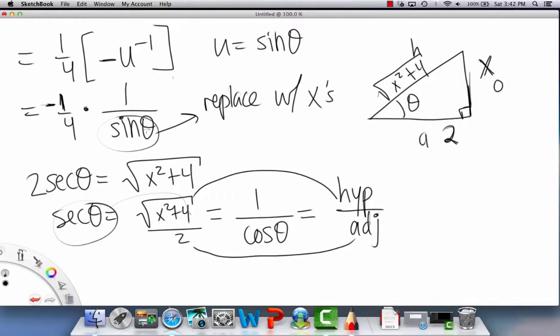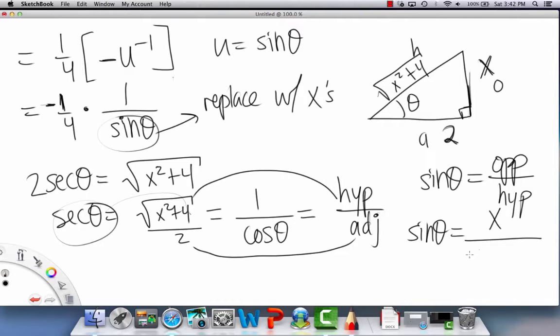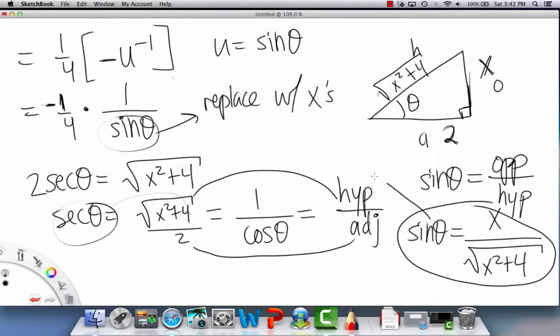And now we can solve for sine theta. Sine, as we know, sine theta equals opposite over hypotenuse. So in this case, sine theta equals opposite, so x, over the hypotenuse, which is our square root thing. Okay, so now we know this. Except when we plug it in, see how sine is on the bottom? So we're essentially going to have to flip this over anyways.